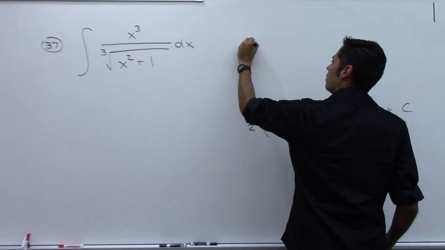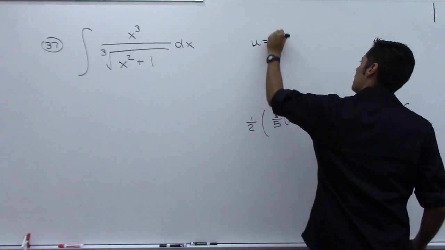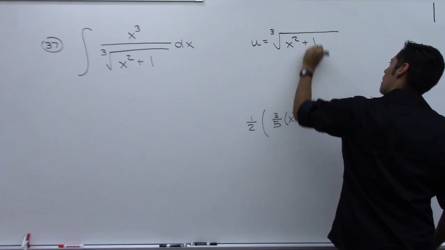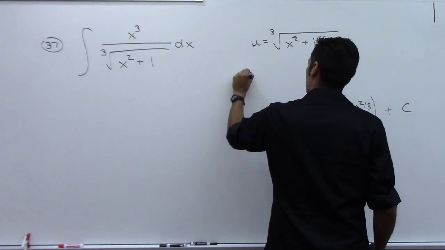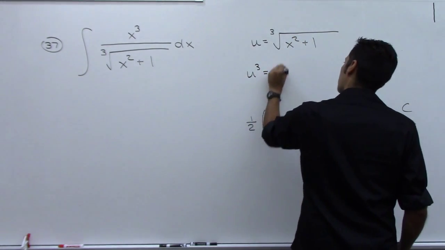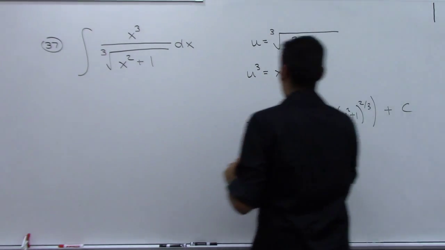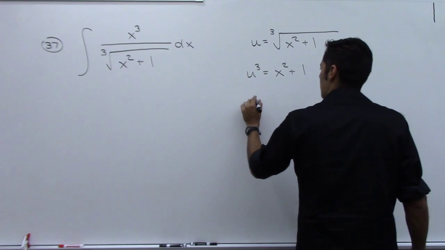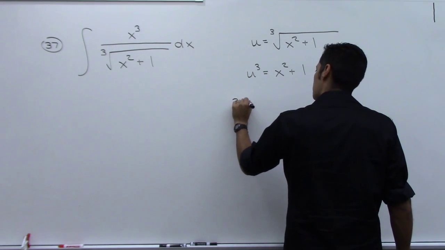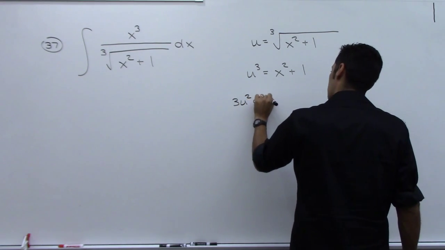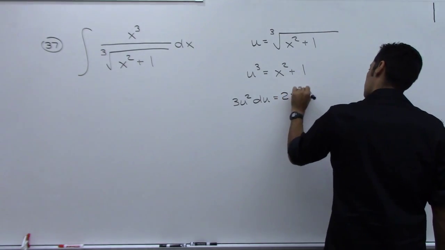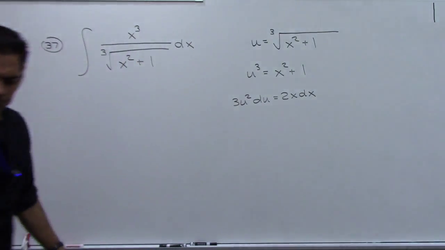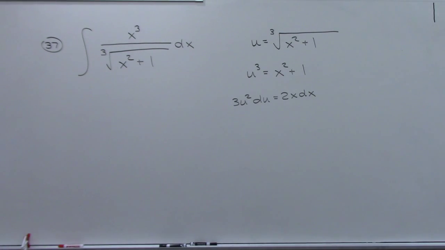Theirs goes quick, too. They use the entire denominator. And then they cube both sides. And then they take the derivative here. 3u squared du is equal to 2x dx. Let's see, is that what they do?